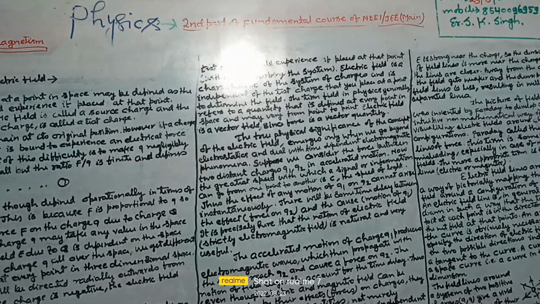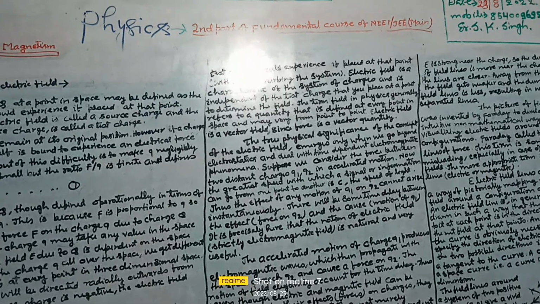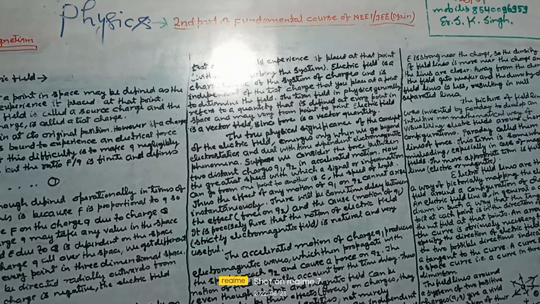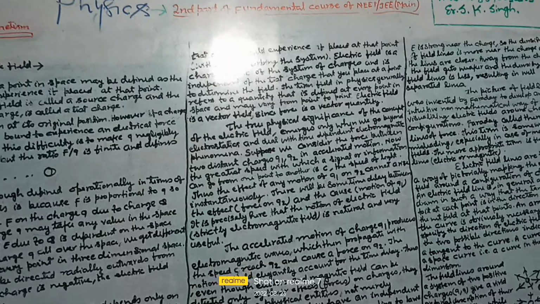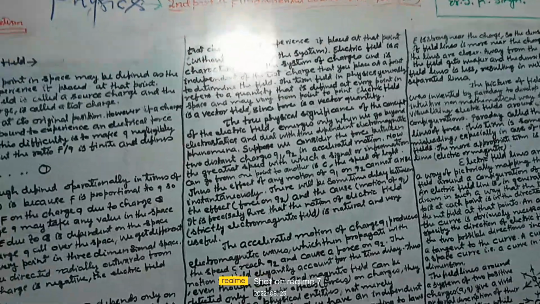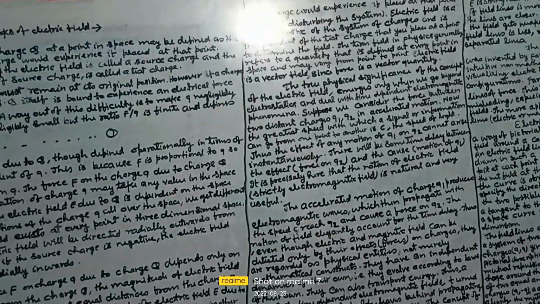The term field in physics generally refers to a quantity that is defined at every point in space and may vary from point to point. Electric field is a vector field since force is a vector quantity.